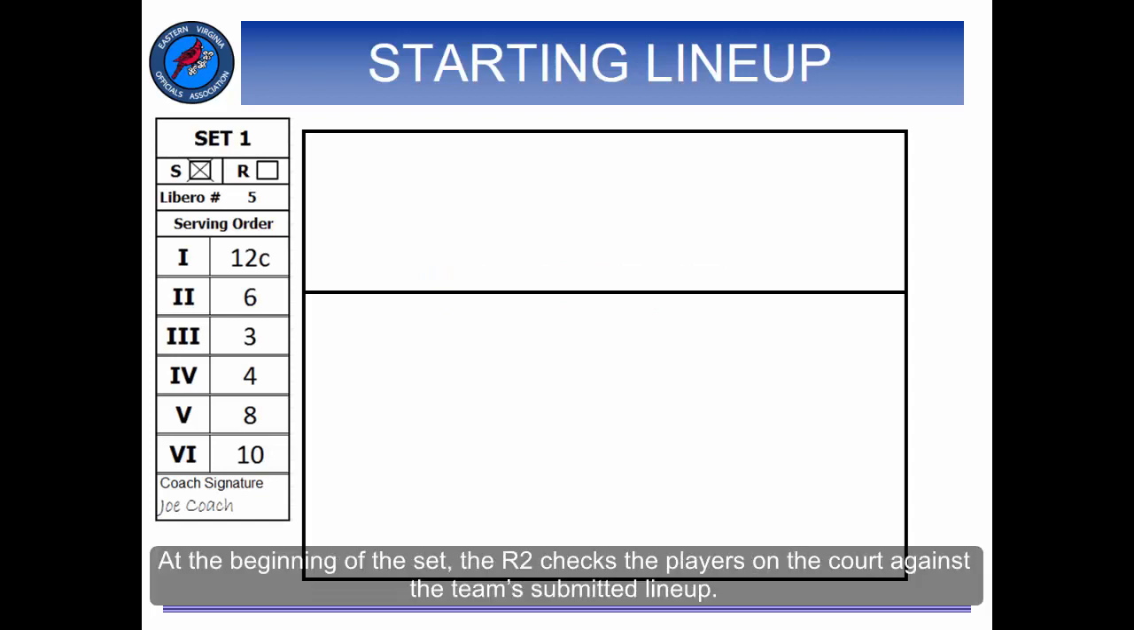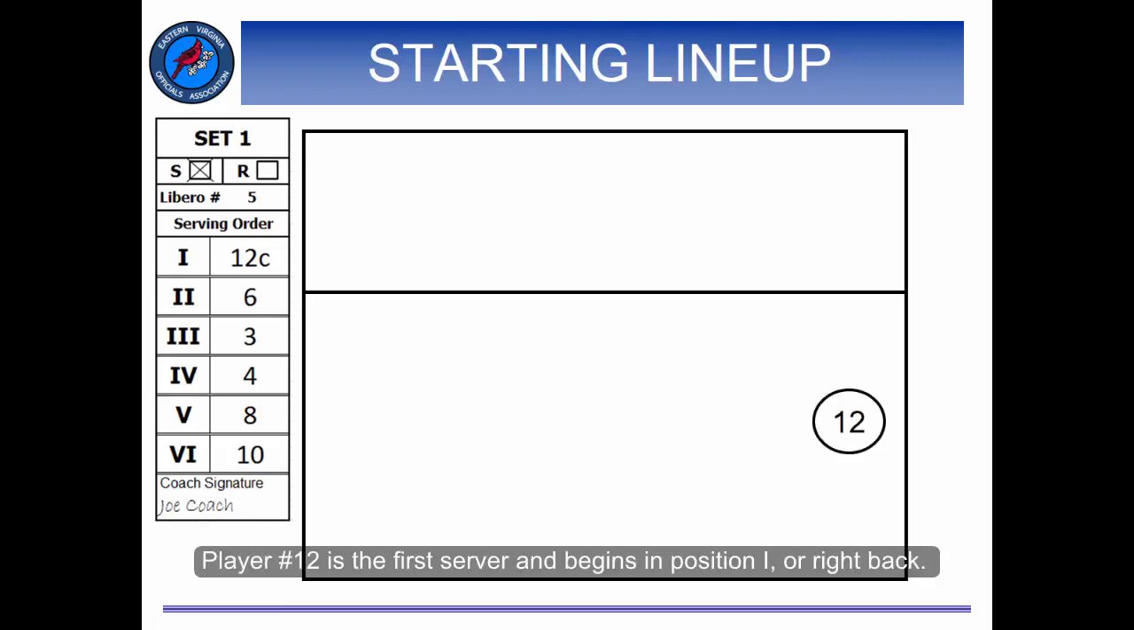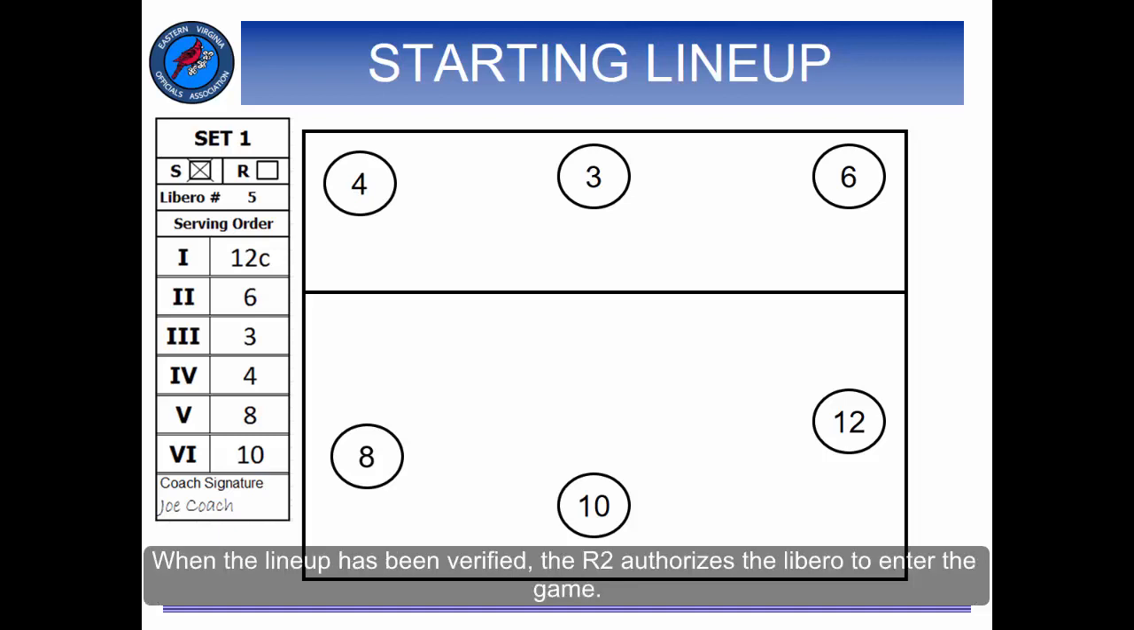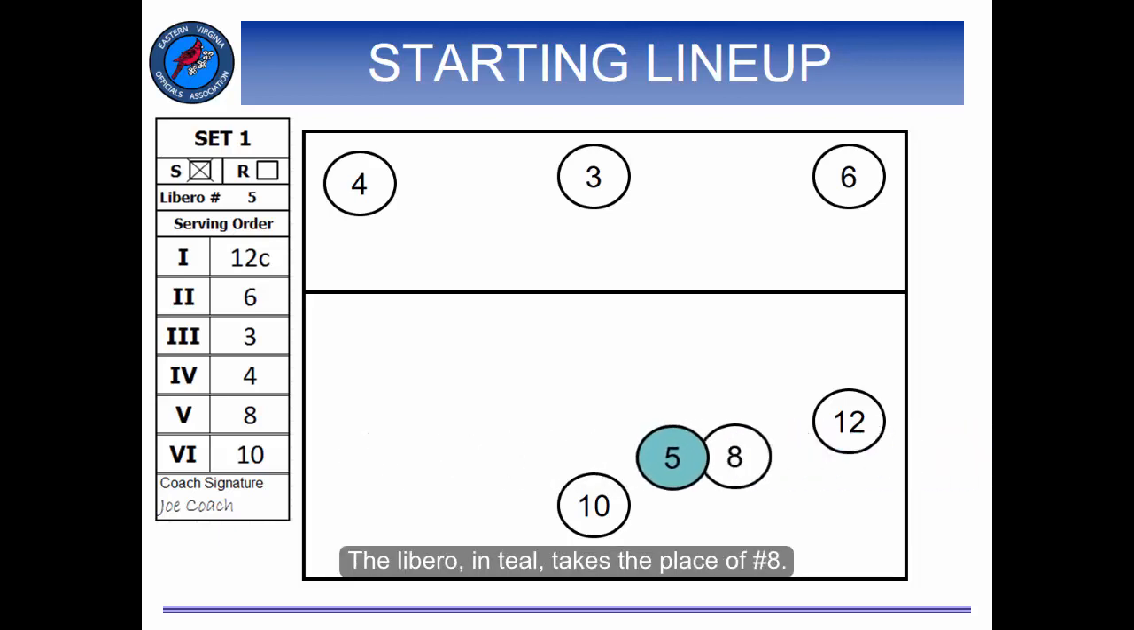At the beginning of the set, the R2 checks the players on the court against the team's submitted lineup. Player number 12 is the first server and begins in position 1, or right back. Player number 6 is in position 2, or right front, followed by player number 3, number 4, number 8, and number 10. When the lineup has been verified, the R2 authorizes the libero to enter the game. The libero, in teal, takes the place of number 8.